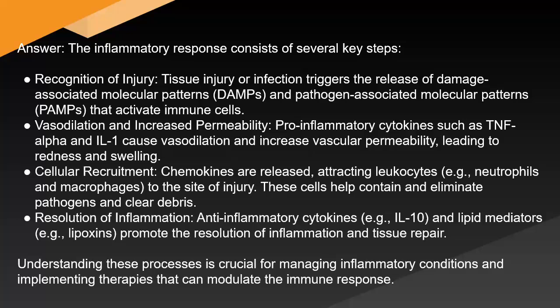Recognition of injury. Tissue injury or infection triggers the release of damage-associated molecular patterns, DAMPs, and pathogen-associated molecular patterns, PAMPs, that activate immune cells. Vasodilation and increased permeability. Pro-inflammatory cytokines such as TNF-alpha and IL-1 cause vasodilation and increase vascular permeability, leading to redness and swelling.